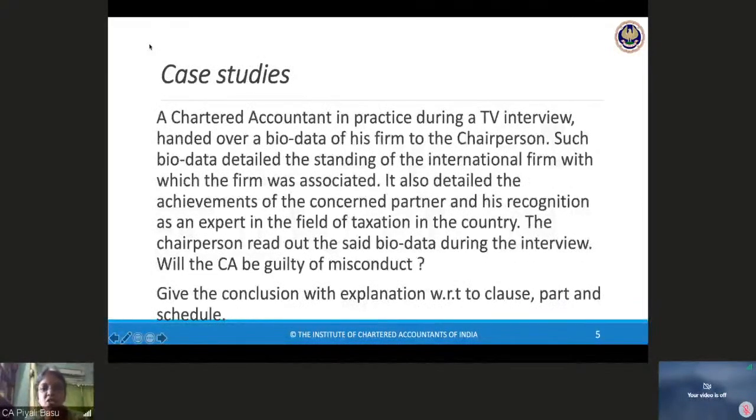I think this is also simple, which I explained to you also. A chartered accountant, while giving an interview, handed over a biodata giving all the details of not only his achievements but also the firm which he is associated with. He is absolutely guilty of misconduct under clause 6, part 1, first schedule.